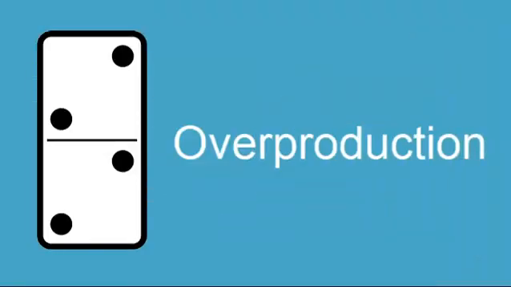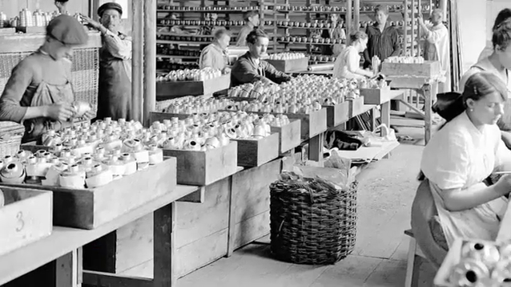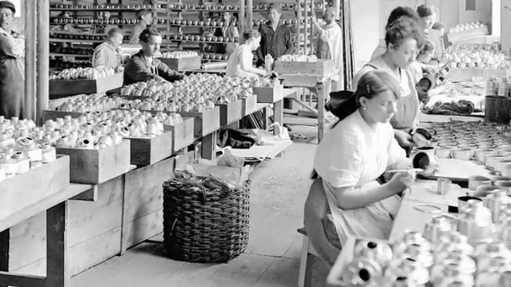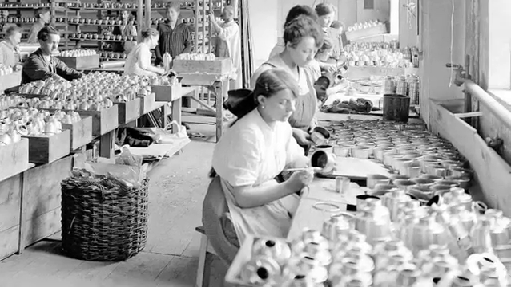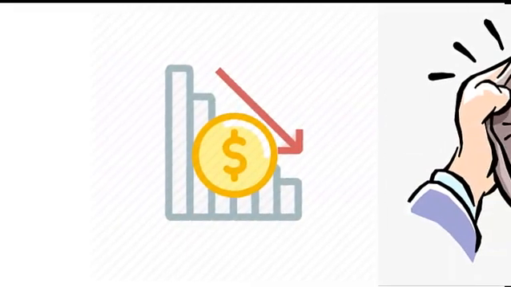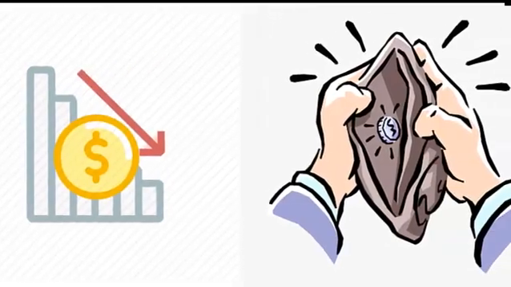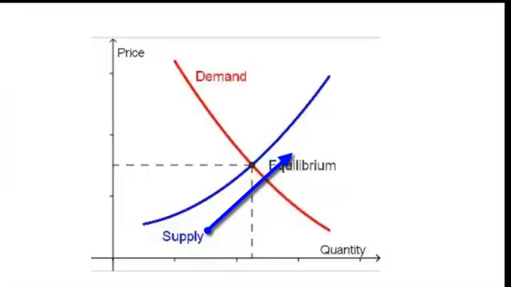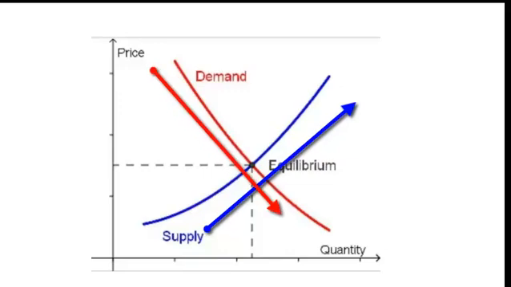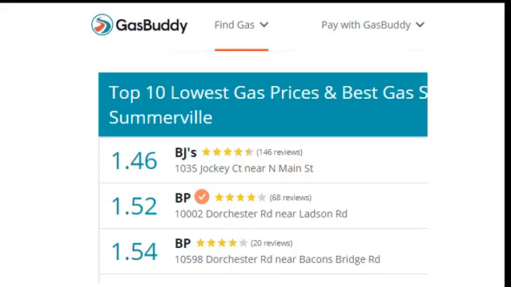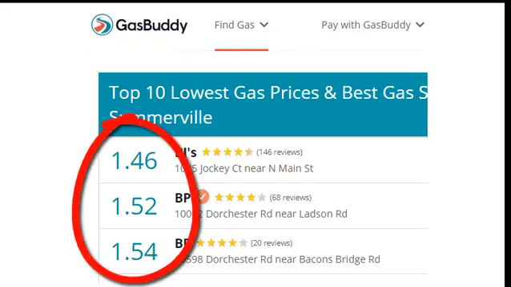Domino 2. Overproduction. Farms and factories had already been producing too much for people to buy. With the stock market crash, fewer people had money to spend. When there is more supply for something than demand for it, the price must drop. So businesses make less money. Have you noticed how the price of gas has dropped for us recently? Good for us, but not for the oil companies.